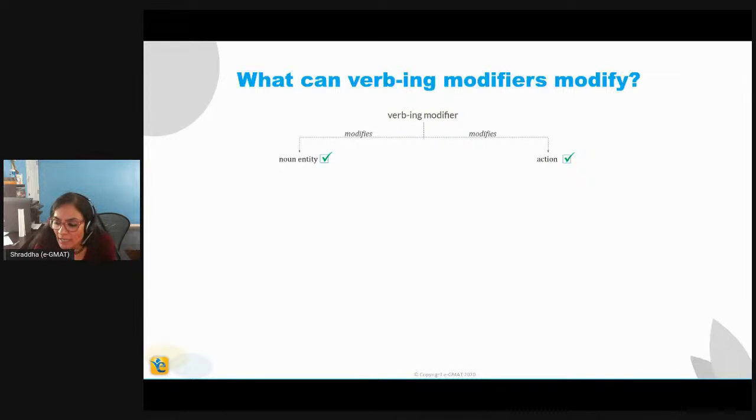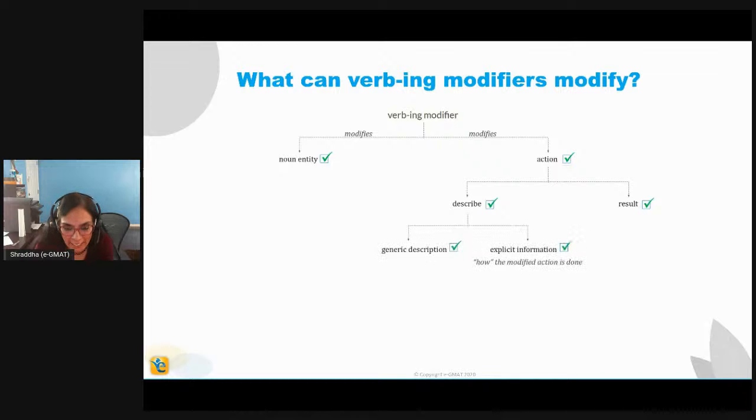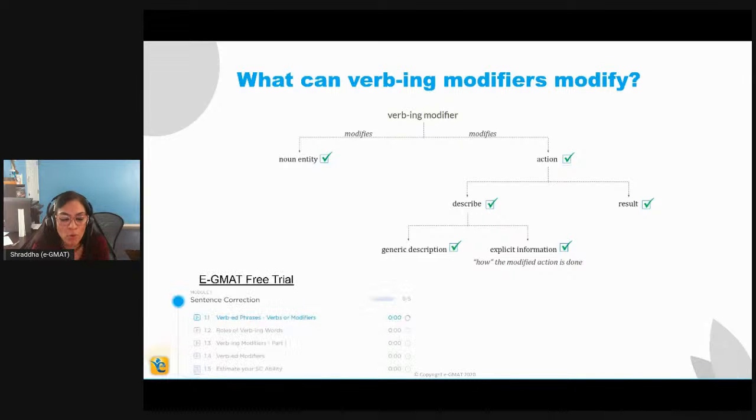Now, what about action? When it comes to action modification, we actually see that the modifier modifies the action by describing the modified action, or by presenting the result of this modified action. When I say describing, we can again divide it into further classifications. In describing, the modifier can modify the action by presenting the generic description of that action, or by presenting explicit information, which is the how aspect of that action. So this is our broader categorization of verb-ing modifiers.